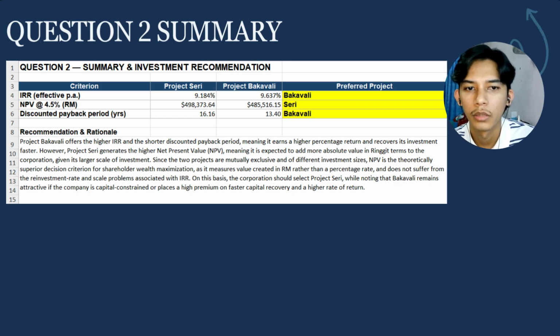Since NPV directly measures the absolute increase in shareholder wealth in RM and doesn't have the reinvestment rate or project scale issues that IRR can have when comparing mutually exclusive projects of different size, my recommendation is that the corporation should choose Project Seri because it creates more value overall. That said, if the company is cash constrained or prioritizes a faster return of capital, Bakavali would be the more attractive choice. So the final decision does depend on management's own priorities.